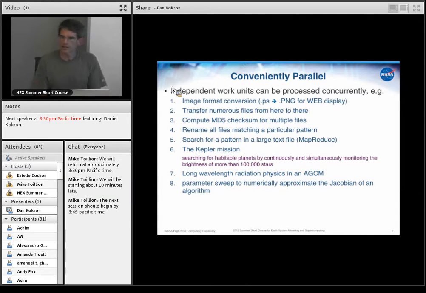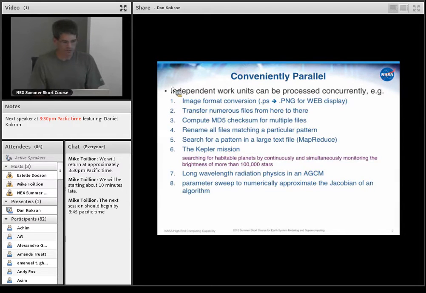Long wavelength radiation physics in an atmospheric GCM. You saw some output from the GEOS-5 model and the ECHO model. Those models have radiation physics. Basically it takes solar radiation from the sun and it heats up the atmosphere and the ground, but also at night, the long wavelength, everything above absolute zero radiates as black bodies, so they have a long wavelength parameterization that must run, and since everything's above absolute zero, all the grid cells have to run that package. That is conveniently parallel.